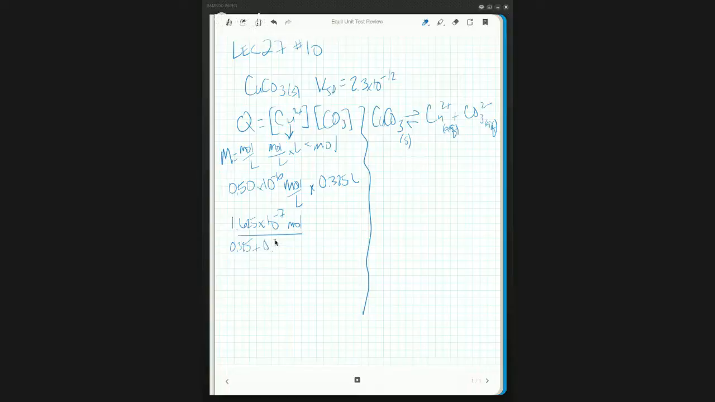Plus 0.325. Doesn't look very good, but that's what it's supposed to be. Okay. Divided by 0.75. No, 0.65. Whoops. 0.650. And I get 2.5 times 10 to the negative 7th. Good. All right.